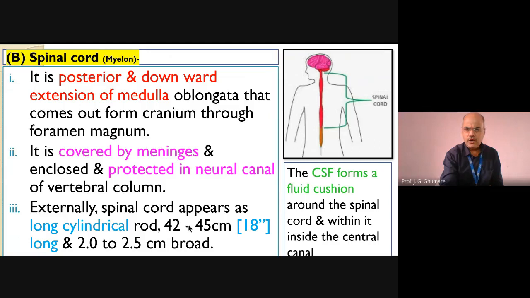External character wise, the spinal cord is long and cylindrical, but not of a similar diameter. We'll have a swelling here, and a swelling here. It is approximately 40 to 45 centimeters long, about 18 inches, and 2.0 to 2.5 centimeters in breadth. That will vary from person to person, but this is approximate.